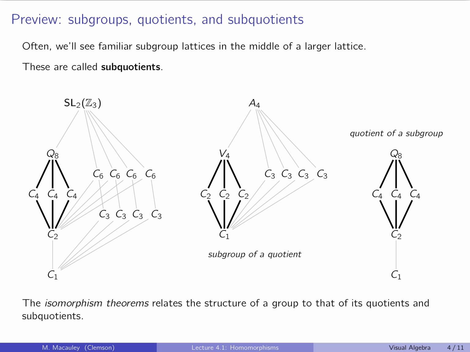On the other hand, if you look at Q8, its subgroup lattice is over here, and V4 is at the top of that. So V4 is a quotient of this subgroup. So this is one of the themes, that subgroups of a quotient are going to be the same as quotients of a subgroup when these quotients are defined. Again, this should not be obvious. This follows from the isomorphism theorems that we have not yet proven, but it helps going in to know what the big picture is. The isomorphism theorems relate the structure of a group to that of its quotients and subquotients.